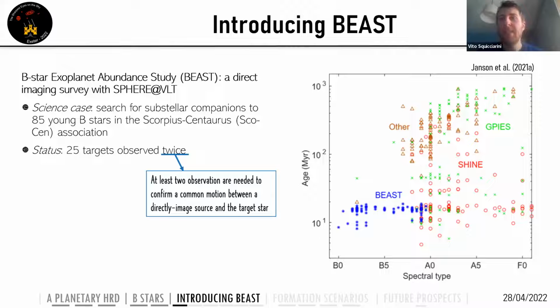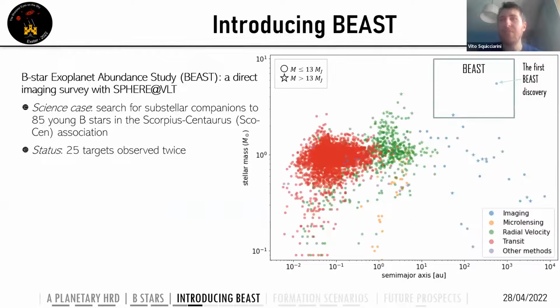So here I introduce BEAST, the survey I will talk about. It's a direct imaging study that we are performing with SPHERE at the VLT, and its scientific case is to look for substellar companions to 85 young B stars in the Scorpius-Centaurus association. You can see on the right that it is really the first direct imaging effort to study this kind of stars.